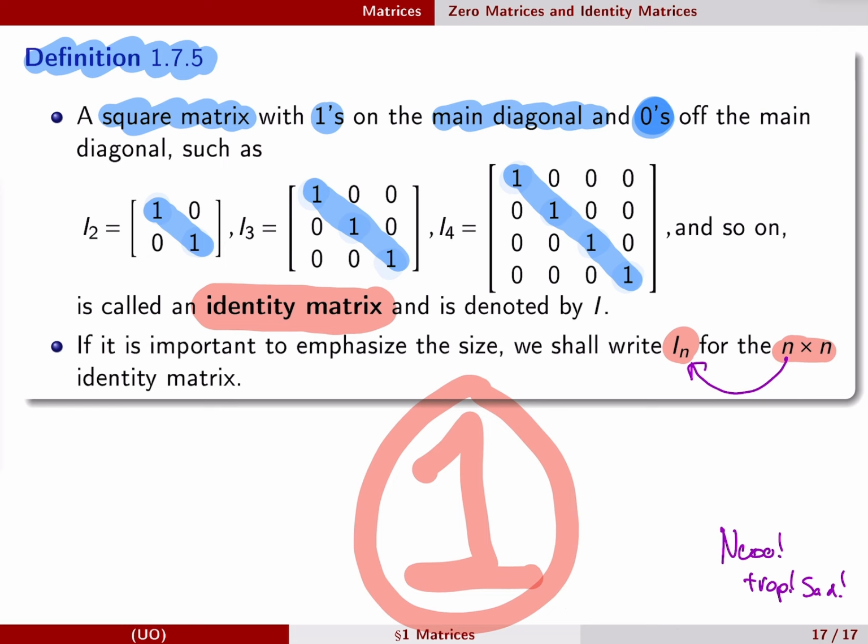Remember, the diagonal of a matrix is the entries where the row number is equal to the column number. So that's 1,1; 2,2; 1,1; 2,2; 3,3; 1,1; 2,2; 3,3; 4,4. There's no other diagonal for a matrix. And those are the identity matrices.